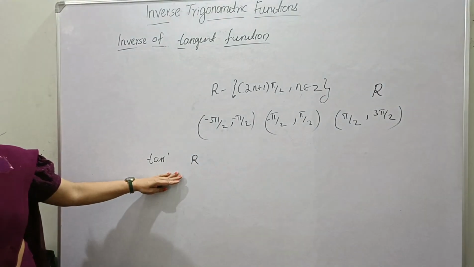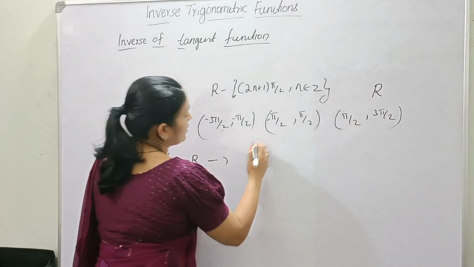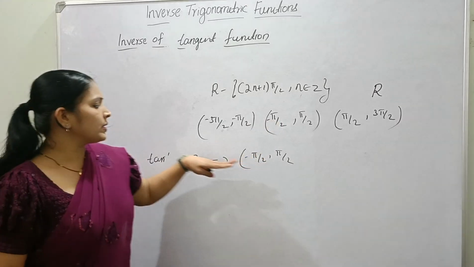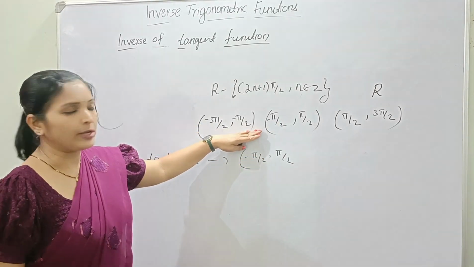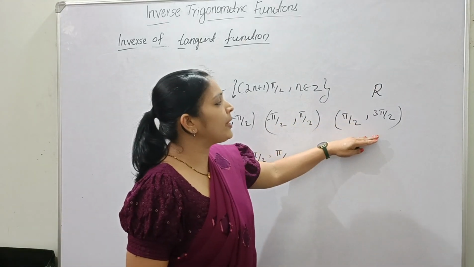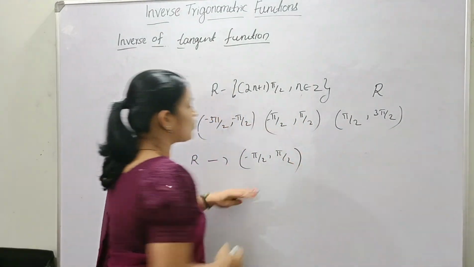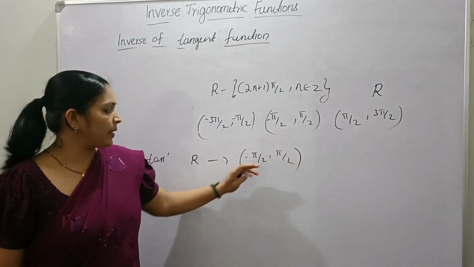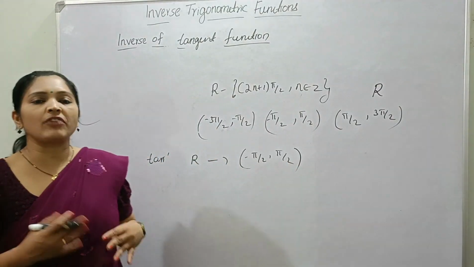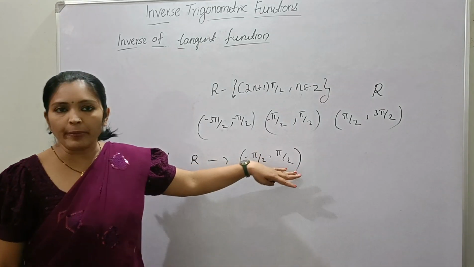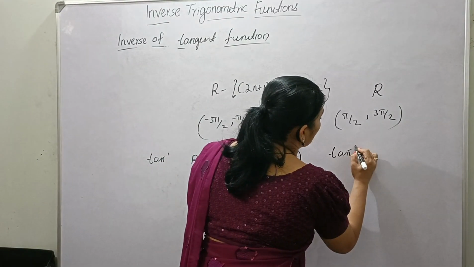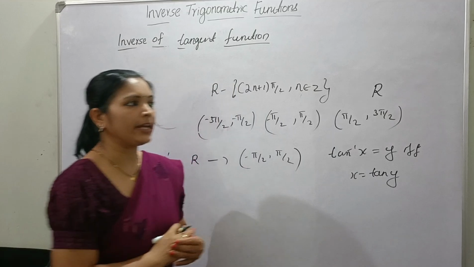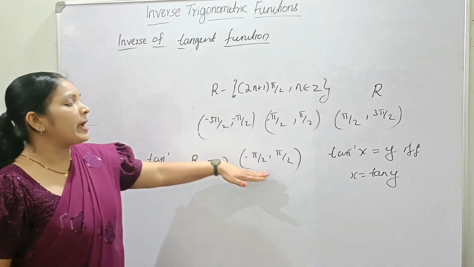So tan inverse is a function from R to minus pi by 2 to pi by 2, or we can take any of these intervals, that is minus 3 pi by 2 to minus pi by 2, minus pi by 2 to pi by 2, pi by 2 to 3 pi by 2. Here I am taking this one, it is the principal value branch. So we can define tan inverse as a function from R to minus pi by 2 to pi by 2, such that tan inverse x is equal to y if and only if x is equal to tan y.